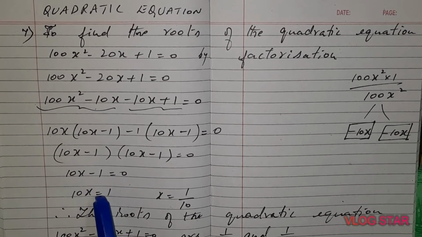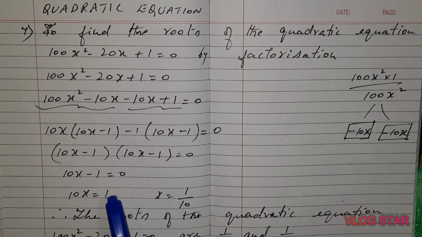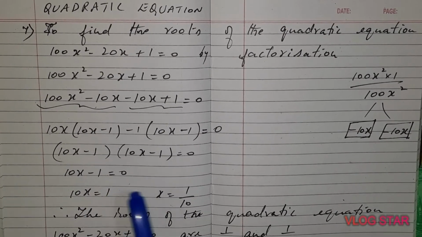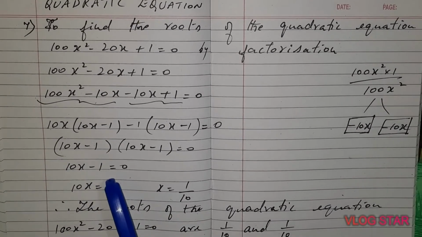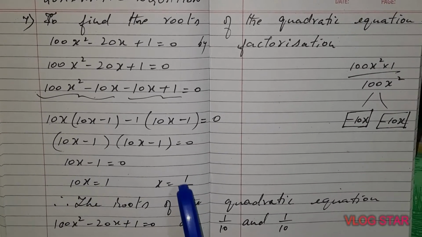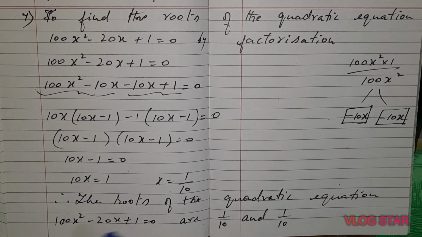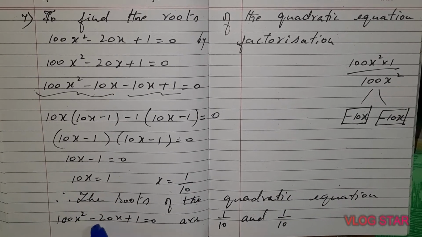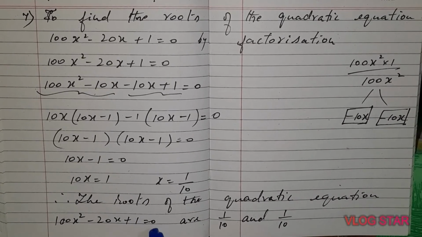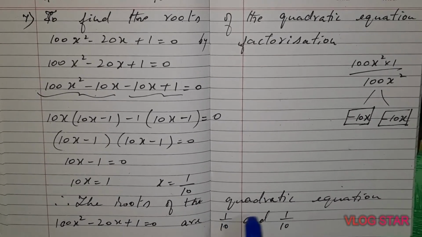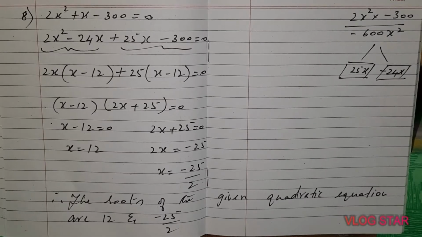10x is equal to, −1 goes to the right side, it will become plus 1. So x is equal to 1, this 10 comes down, 1 by 10. Therefore, the roots of the quadratic equation 100x² − 20x + 1 = 0 are 1 by 10 and 1 by 10.